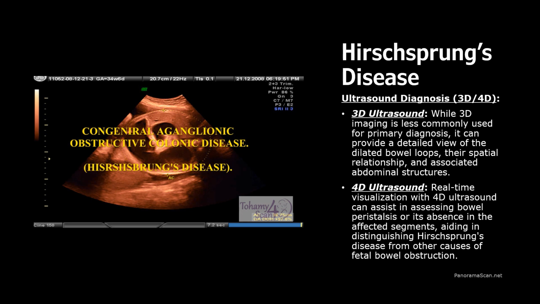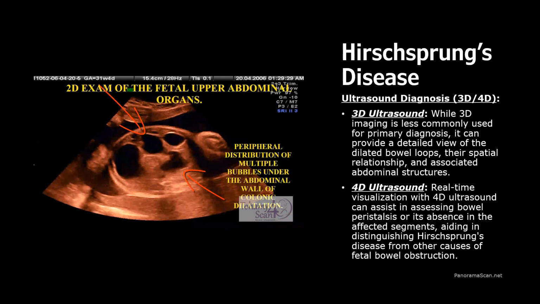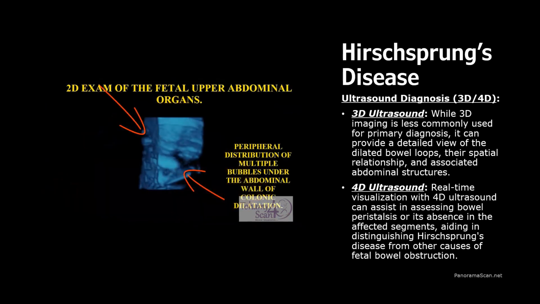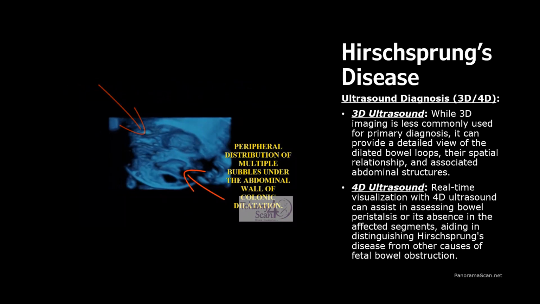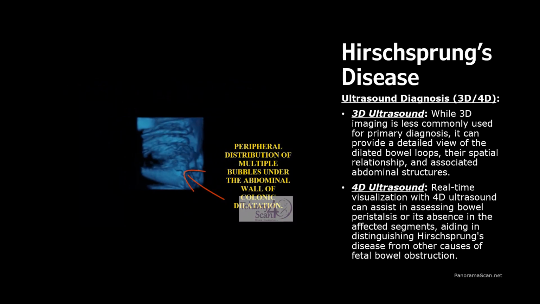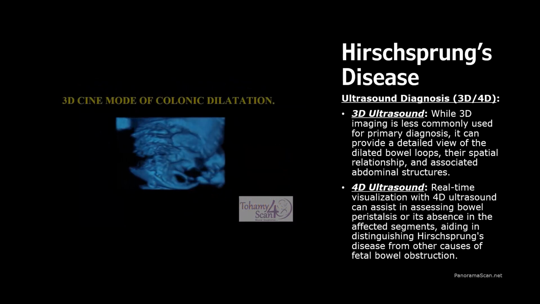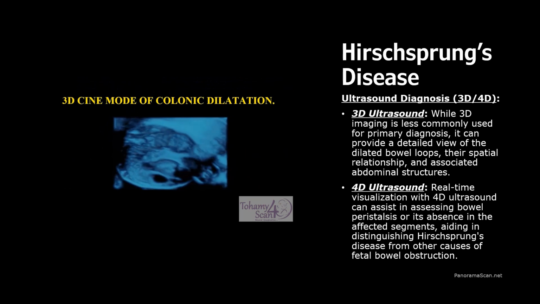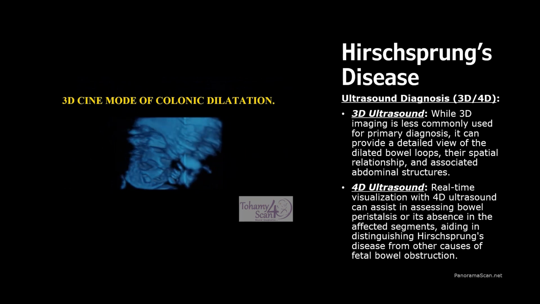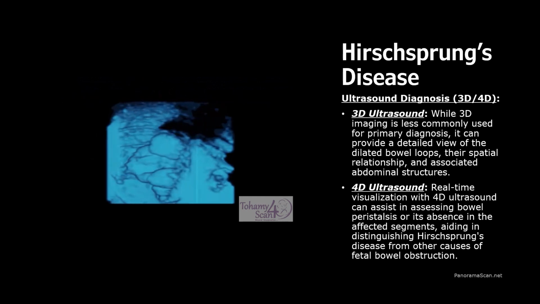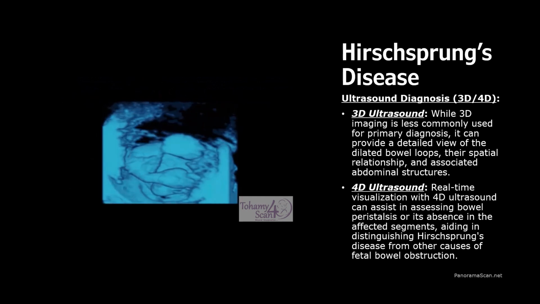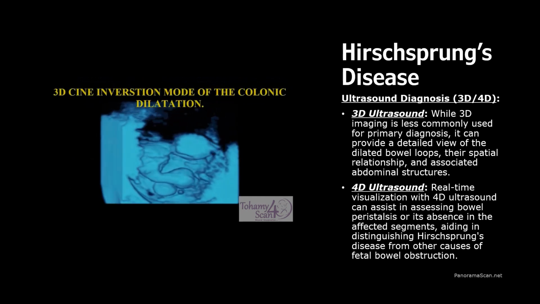In cases of Hirschsprung's disease, we may see absent peristalsis in the affected segment, which helps us distinguish this condition from other causes of fetal bowel obstruction. Real-time visualization of the bowel's movement, or lack thereof, can be a key diagnostic tool.